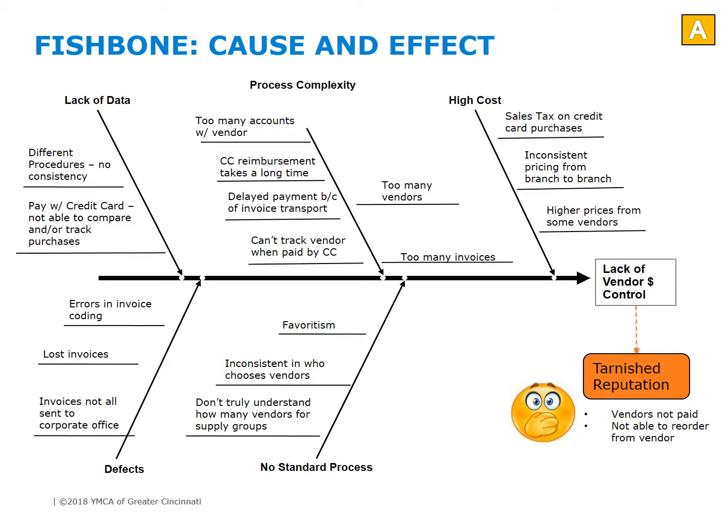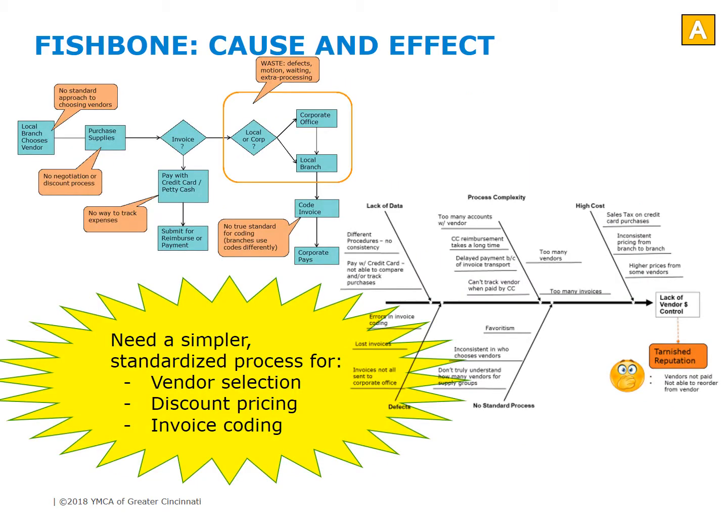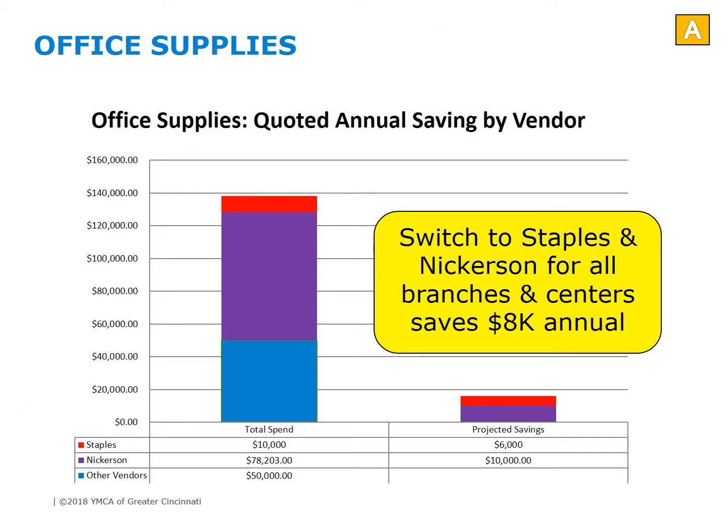A closer comparison of the process map and fishbone diagram revealed common problems: a need for a simpler, standardized process for vendor selection, discount pricing, and invoice coding. Further data analysis showed that a switch to Staples and Nickerson for all branches and centers could save $8,000 annually. A switch to Phillips for all branches could save almost $9,000 annually.